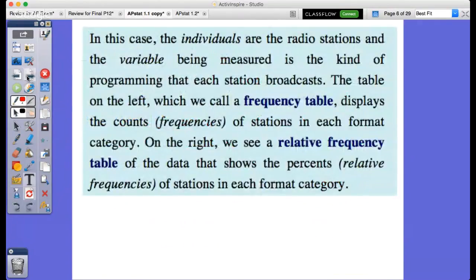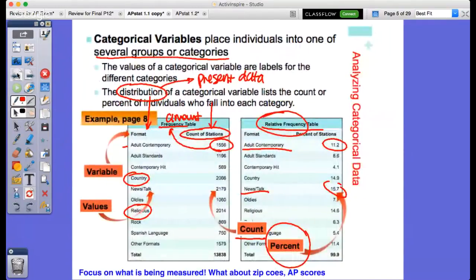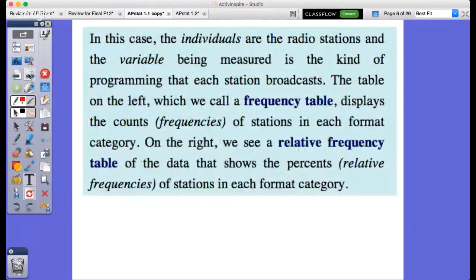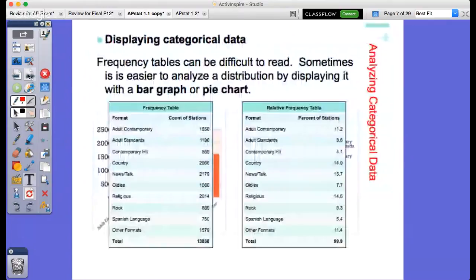Now, within these, we would represent the individuals as the different radio stations. So the individuals are the radio stations themselves, right? And the variable is the count by which they're measured, whether that's as a frequency or as a relative frequency, okay? Kind of get that down as well.